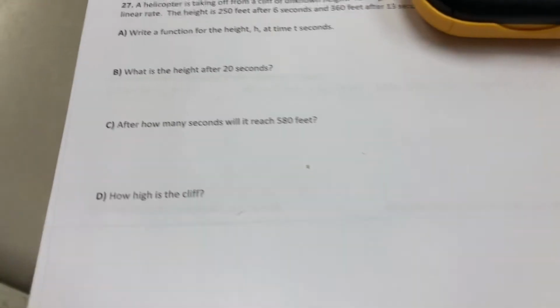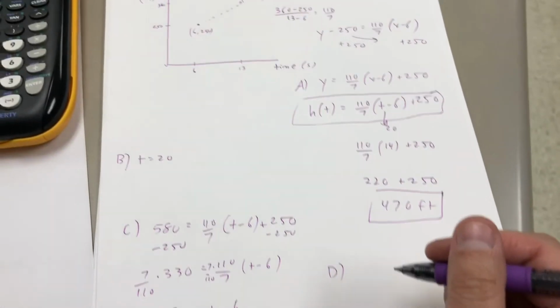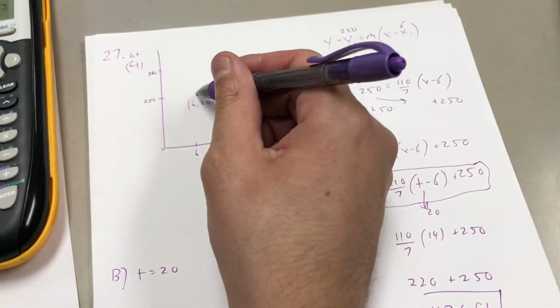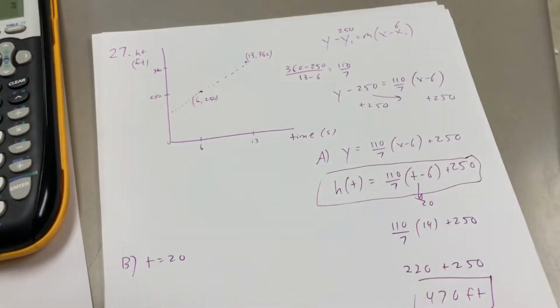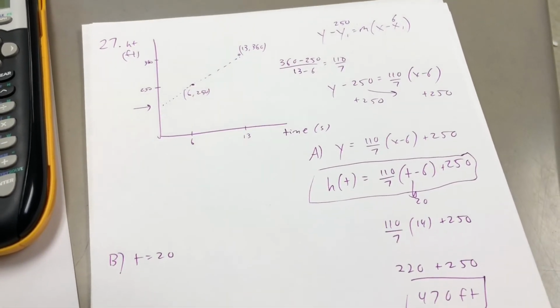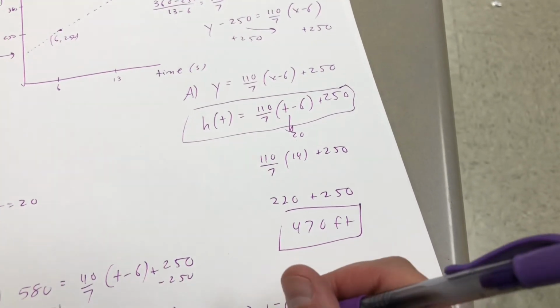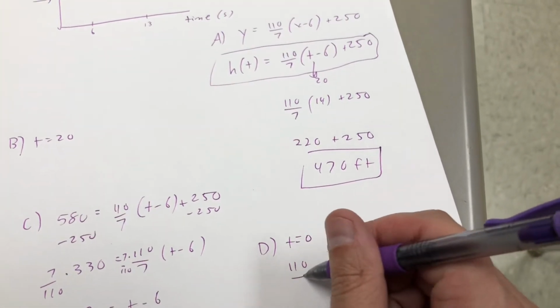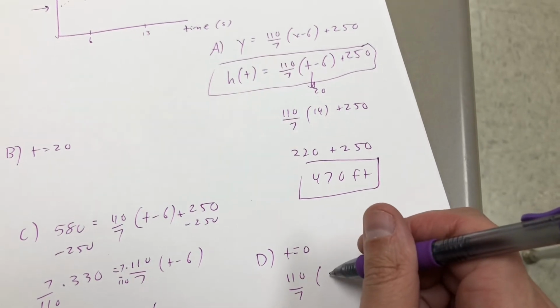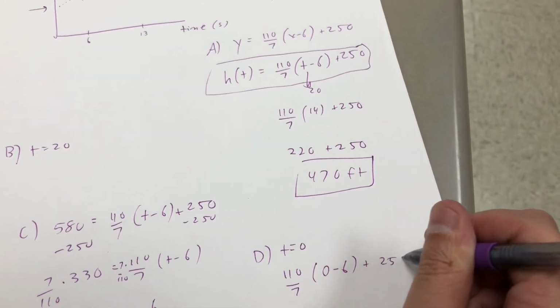And the last part says, how high is the cliff? Well, the height of the cliff, it's at the top of the cliff. You read the question, it sounds like it's a straight line. It sounds like it's at the top of the cliff when time starts. So I should be able to set t equal to 0 in this equation. So that would be 110 over 7 times, set t equal to 0, the 0 minus 6, plus 250.